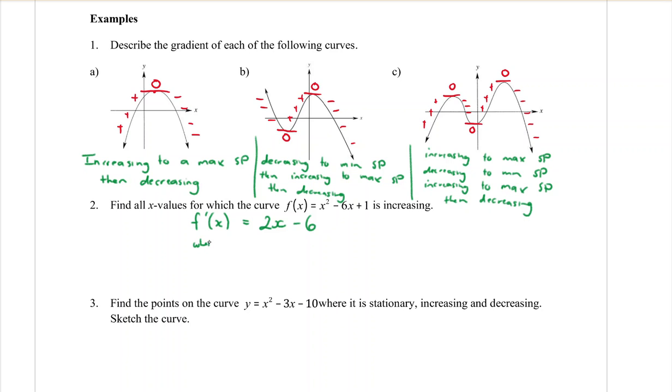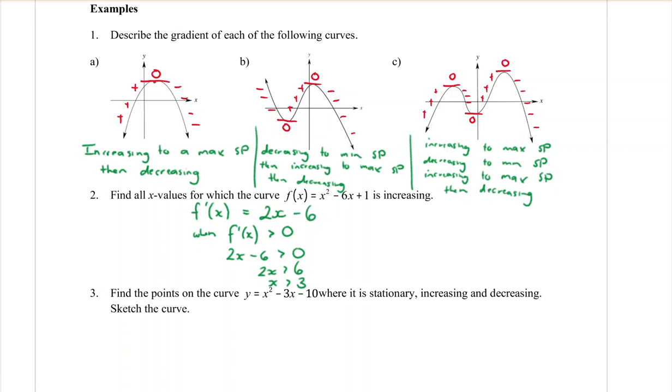I am now wanting to find when my derivative is greater than 0, because greater than 0 means increasing. So my derivative was 2x minus 6. It has to be greater than 0, and I can solve that for x. So move the 6 across to the other side. 2x is greater than 6. Divide by 2. x is greater than 3. So for any value greater than 3, that parabola is going to be increasing. So 3 is probably where the turning point is, and anything to the right of that is going to be increasing.